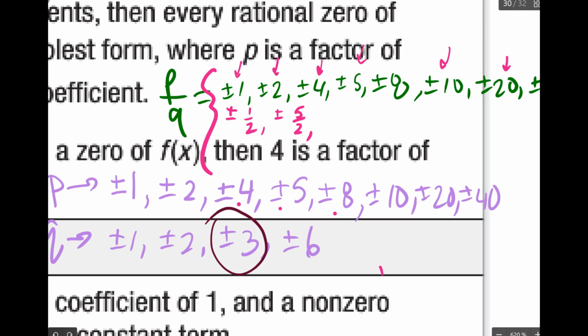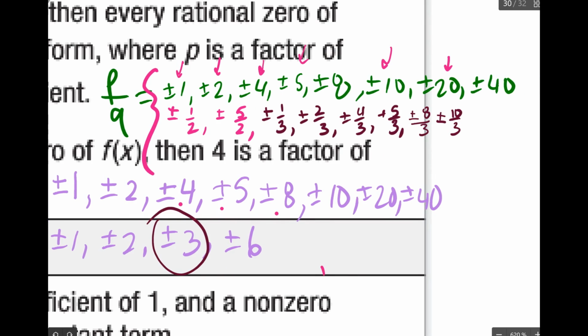Now I have to go through and divide them all by 3. So plus or minus 1 over 3, plus or minus 2 over 3, plus or minus 4 over 3, plus or minus 5 over 3, because none of these are repeated yet. Plus or minus 8 over 3, plus or minus 10 over 3, plus or minus 20 over 3, and plus or minus 40 over 3. I have those done. Lastly, I have to divide by every single factor, so this is a lot.